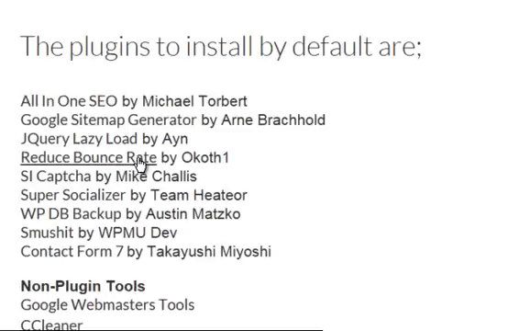Reduce bounce rate. This measures the bounce rate that Google Analytics will measure better. It tells the Google Analytics tracking system to more accurately measure it. It gets really techy, don't worry about it, just install it and that's it, you forget about it. SI Capture, this puts a capture on your comment system so spammers are not necessarily stopped, but it's a lot harder to spam your site.